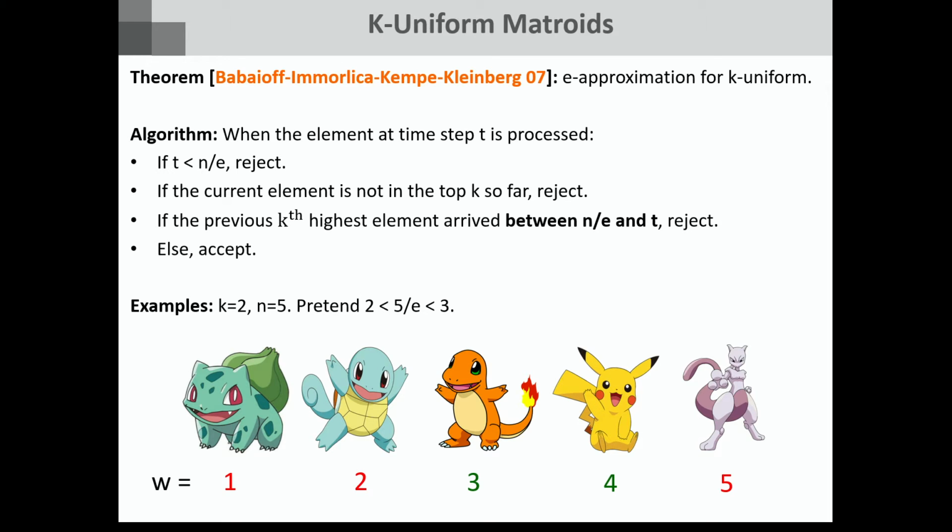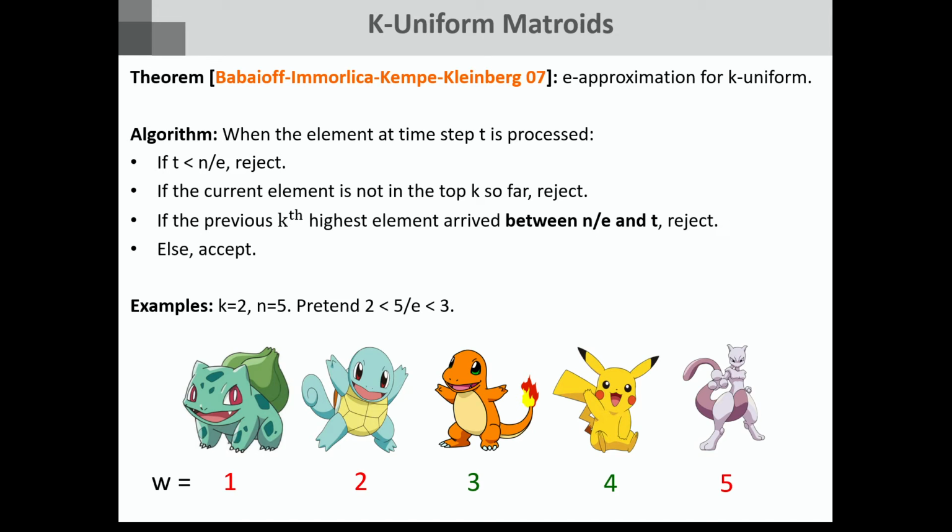Okay, so here's an example where k equals 2 and n equals 5, and just to make this example valid for the algorithm, pretend that the cutoff is 2. Okay, so 5 over e is less than 2, the cutoff should be 1, but I'm using a cutoff of 2. What's going to happen is when Bulbasaur comes, Bulbasaur is before the cutoff, so Bulbasaur will be rejected. When Squirtle comes, Squirtle is before the cutoff, so Squirtle will be rejected. When Charmander comes, Charmander is after the cutoff, so that's good. Charmander is in the current top 2 so far. And what is the previous second highest element? That's Bulbasaur. Bulbasaur arrived before the cutoff, so we will accept Charmander.